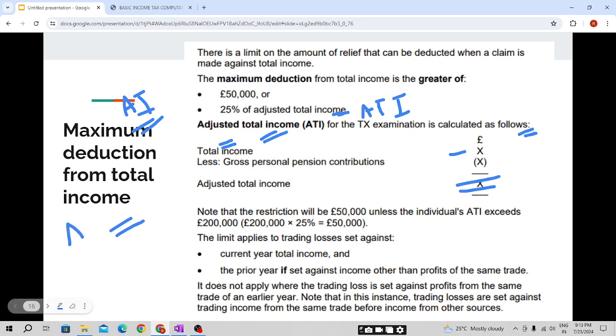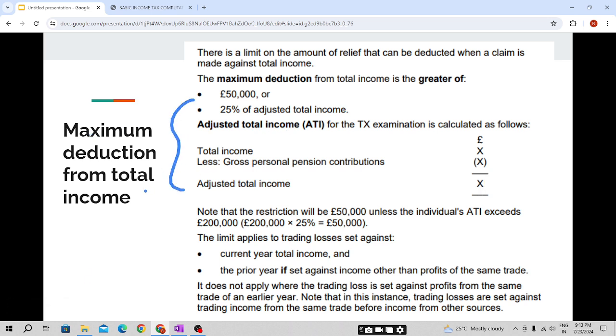And in a personal loan we calculated the ANI, adjusted net income. And in pension, adjusted income. Here adjusted total income. So the maximum deduction for total income is the higher of two things, 50,000 or 25% of adjusted total income. Adjusted total income is ATI. For the tax, your calculation is this: total income less gross personal pension contribution.